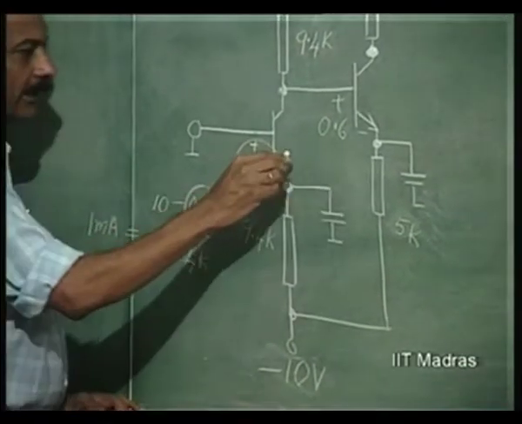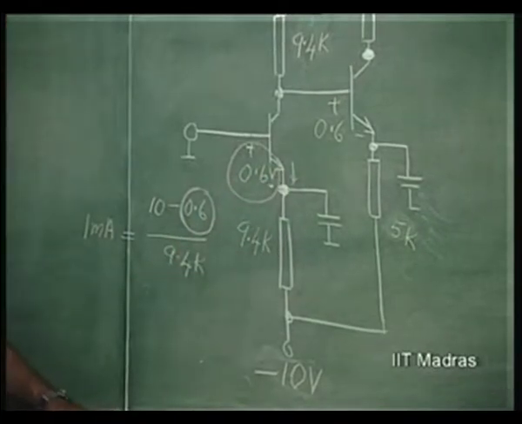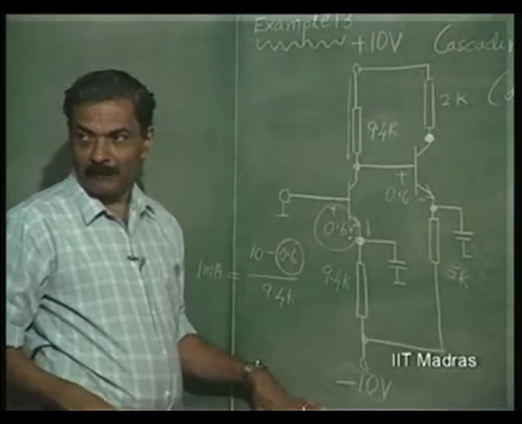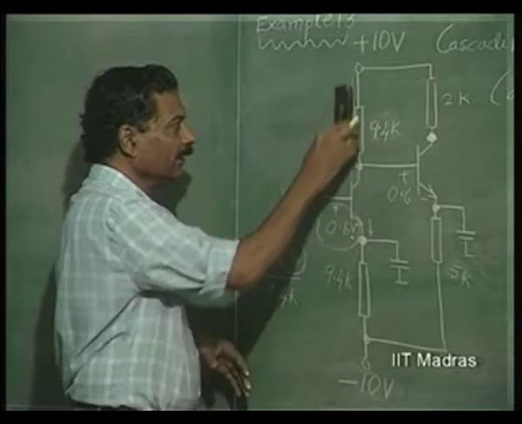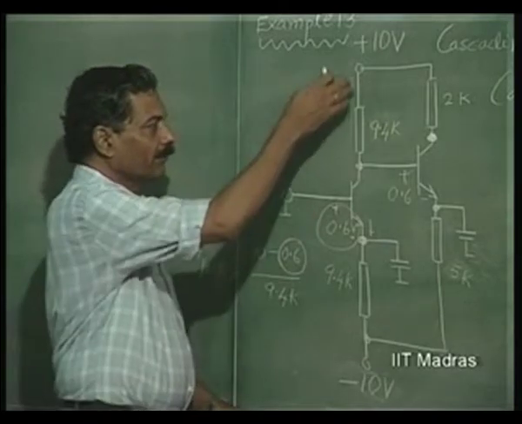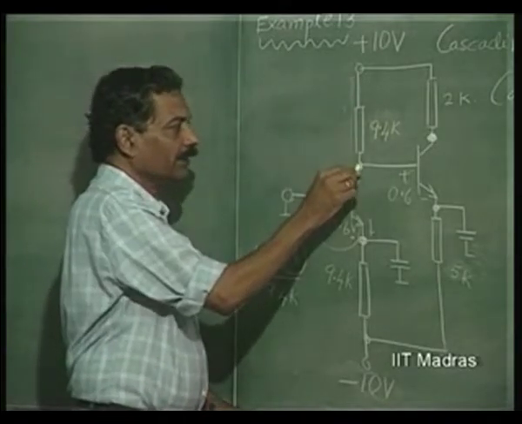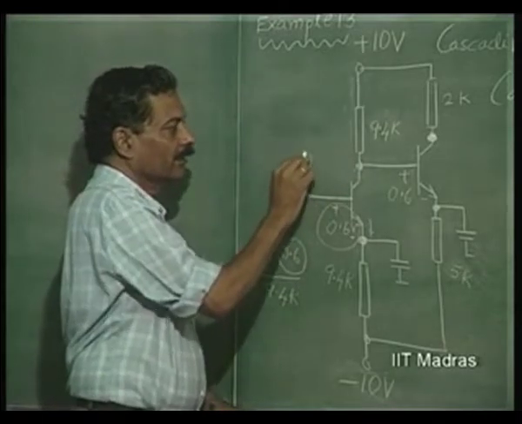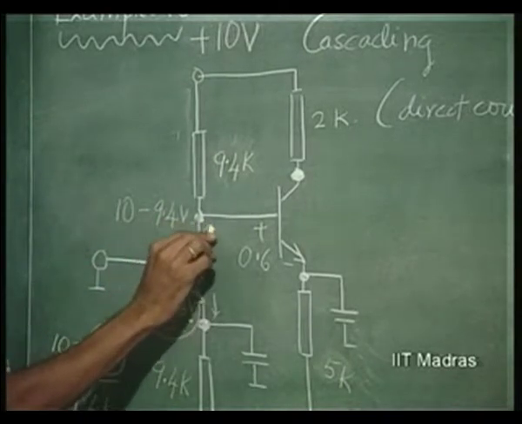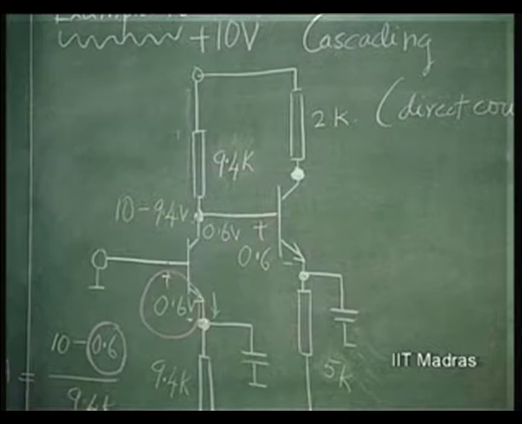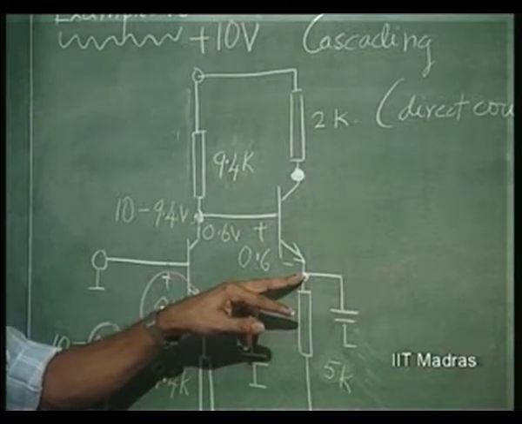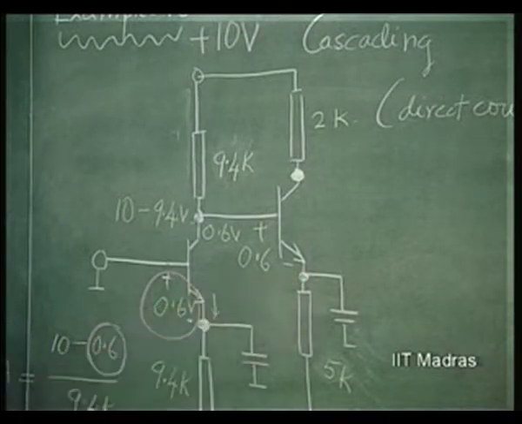So, this has a DC current of 1 milliampere quiescent current, and therefore, this drop in this is going to be approximately 9.4 volts. If alpha is given, then we could say it is alpha times that. If alpha is not given, then we could say that it is approximately 9.4 volts. So, the voltage here is 10 minus 9.4 volts, which is about 0.6 volts. This is 0.6, this is 0.6, therefore, the voltage here is 0 volts.